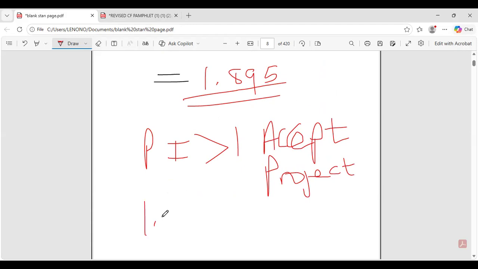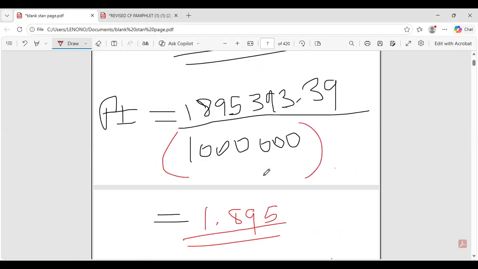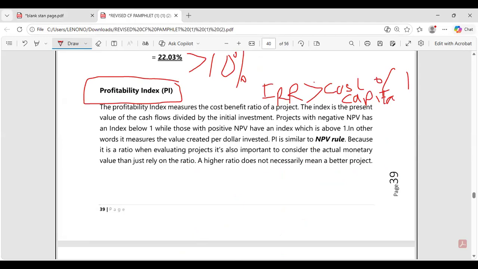So the 1.895 is greater than 1, so accept the project in this case. I'm sure it's clear so far. If the recoveries are less than how much we invested, then don't invest in that project. Understood?